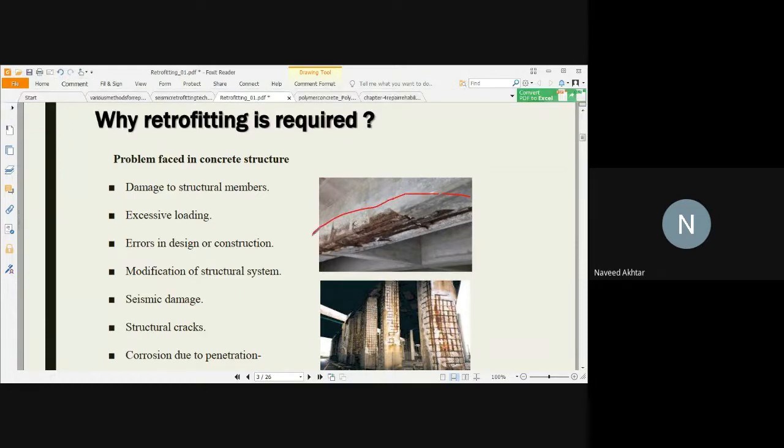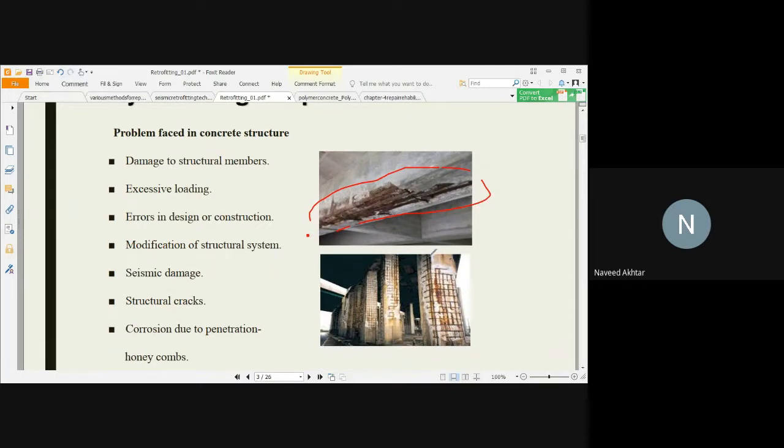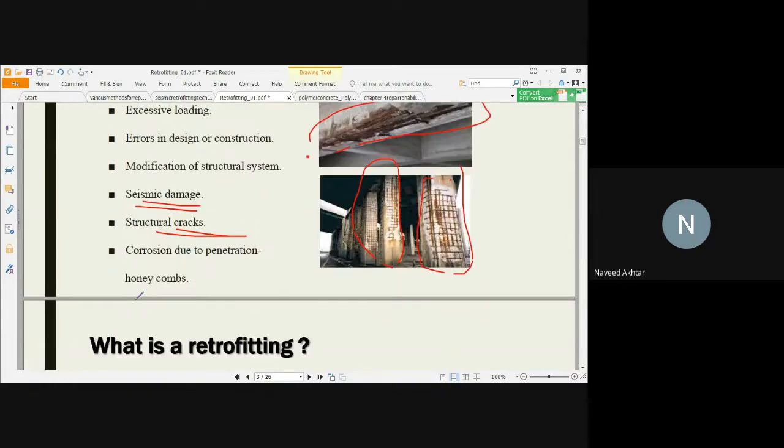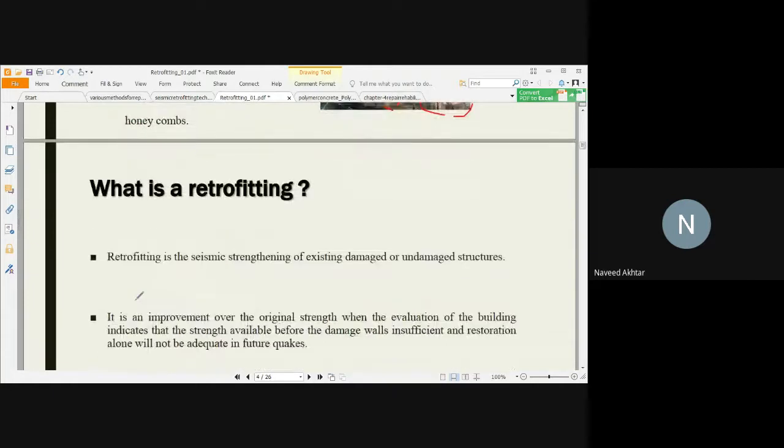In the beam, you can see the bars are exposed. In the column also, you can see the bars were exposed to chemical action or maybe a durability issue. So damage to the structural member can also be retrofitted, seismic damages can also be retrofitted, and structural cracks can also be retrofitted. Corrosion due to penetration and honeycombing also.